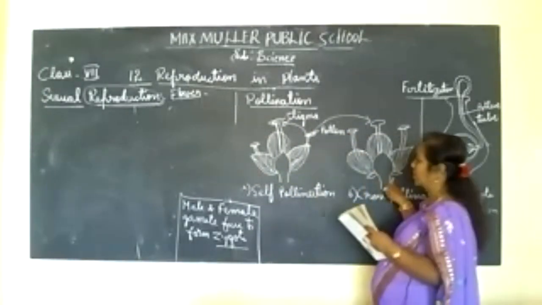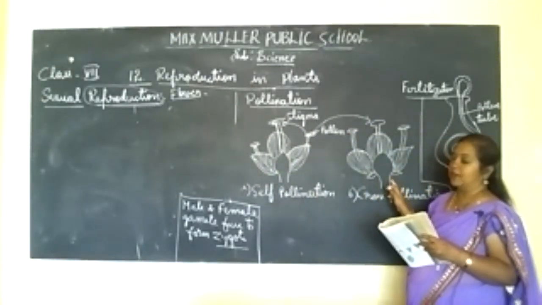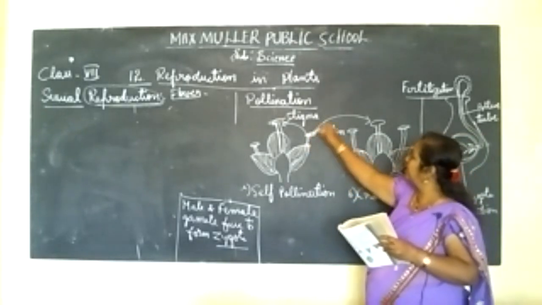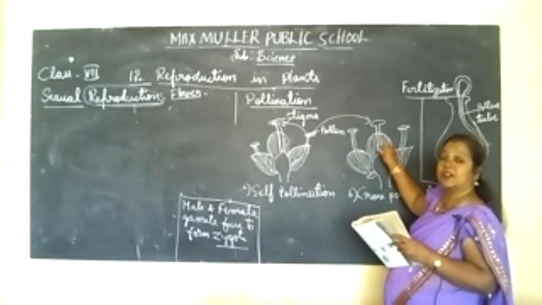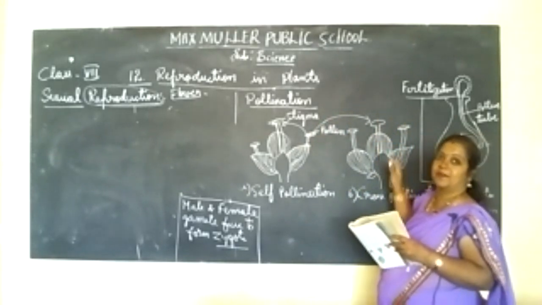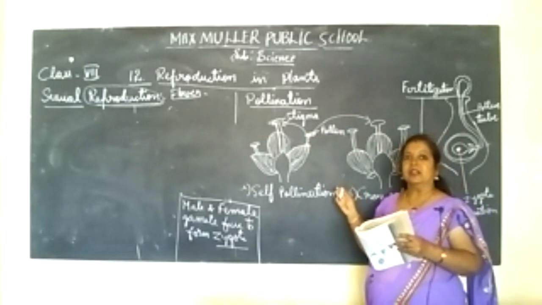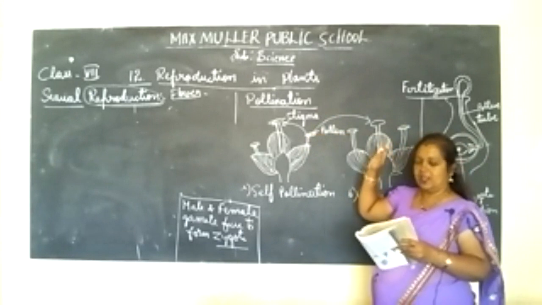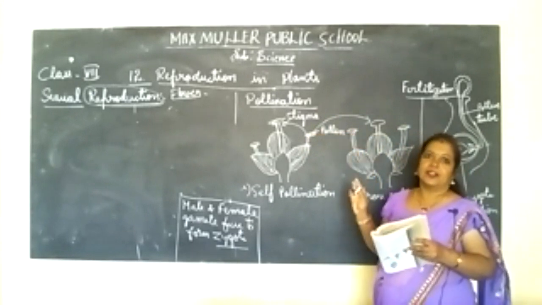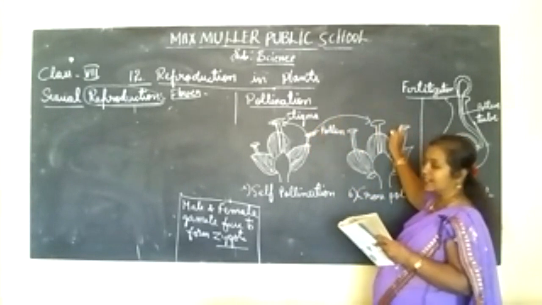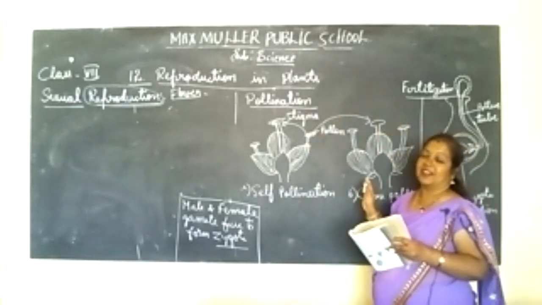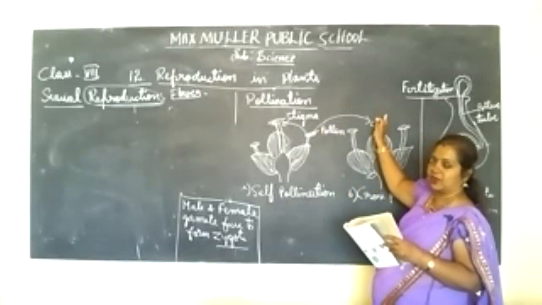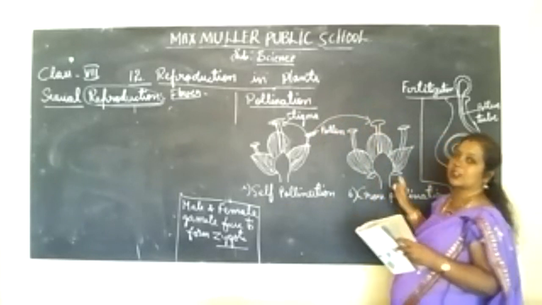Now coming to cross-pollination, the second method of pollination. Here the pollen grains shift from one flower to another flower of a different plant. Another plant is there that has the stigma part but does not have the pollen grains. So from one flower to another flower on another plant, it wants to reach. That we'll call cross-pollination.